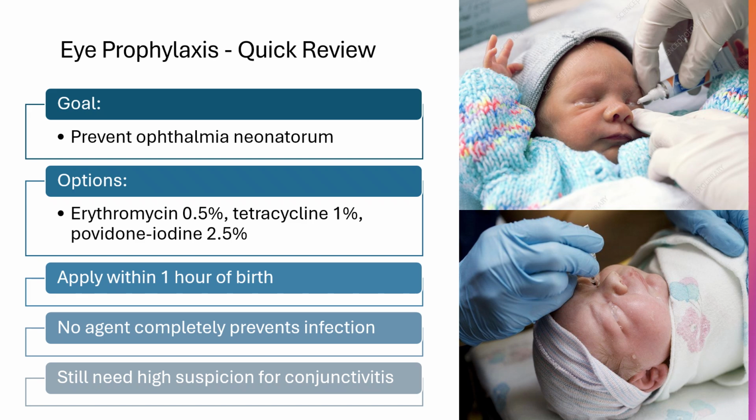Despite prophylaxis, no agent completely prevents infection. Chlamydia, the most common cause of neonatal conjunctivitis, often breaks through antibiotic prophylaxis. Any infant developing conjunctivitis needs evaluation regardless of prophylaxis status. Chemical conjunctivitis from the prophylactic agent itself appears within 24 hours and resolves spontaneously. True infection typically presents after day 3 with increasing severity. This temporal pattern helps differentiate benign from serious causes.